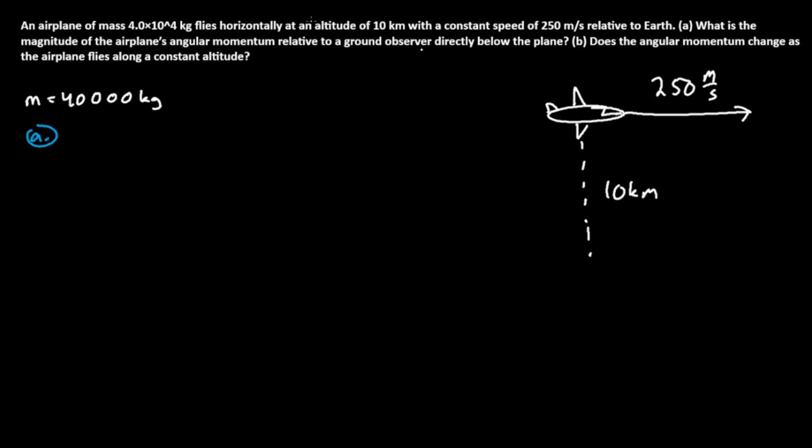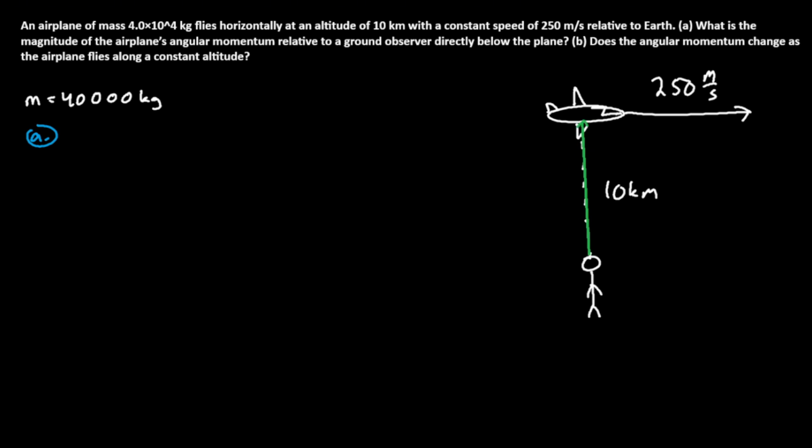So relative to a ground observer directly below the plane. So if the person is right below the plane, this is what they will look like. Well, if the person is right below the plane and we're trying to take the magnitude of the angular momentum relative to a ground observer, that means that our ground observer is our axis of rotation.